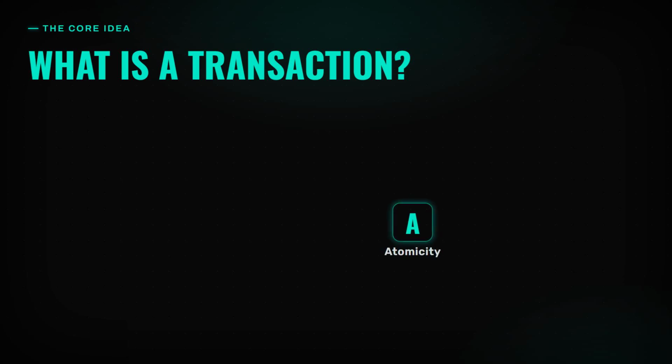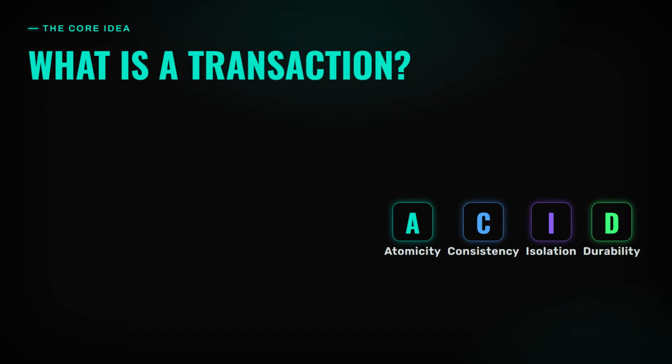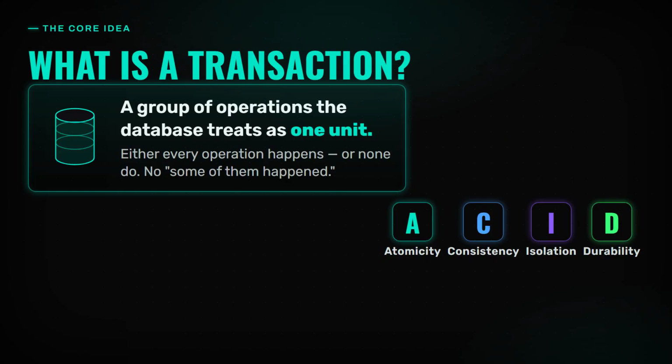ACID: Atomicity, Consistency, Isolation, Durability. We covered the basics back in the SQL video. This time we go deeper. Real examples, the exact failure each letter is preventing. Let's get into it. A transaction is a group of database operations the system treats as one unit.